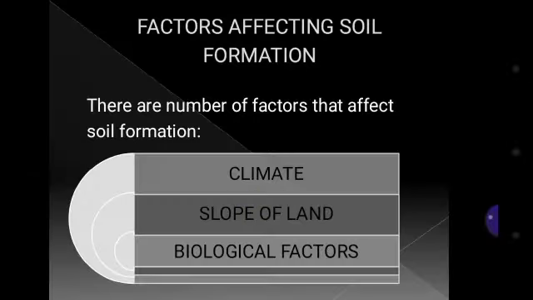Our next topic is factors affecting soil formation. Which factors affect the soil formation? There are a number of factors that affect soil formation. Number 1 is the climate, number 2 is the slope of land, and number 3 is the biological factors.